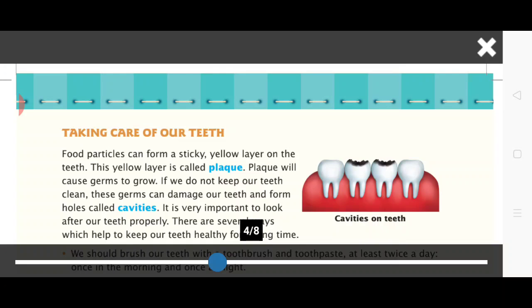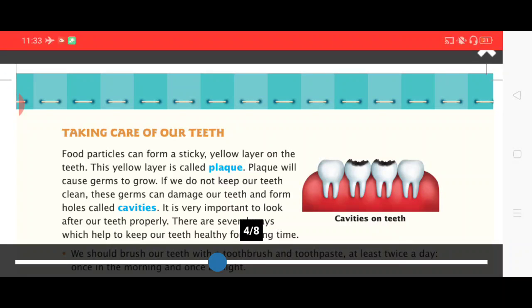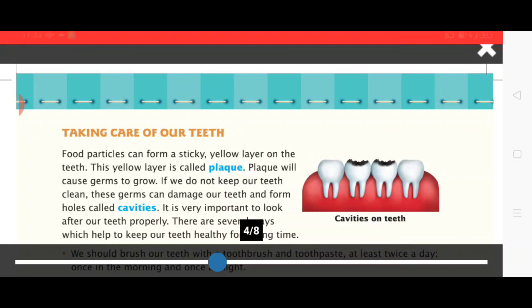The yellow layer is called plaque. Plaque will cause germs to grow. If we do not keep our teeth clean, these germs can damage our teeth and form holes called cavities. This acid can cause holes in the teeth called cavities, which cause pain and make it difficult for us to eat our favorite dishes.